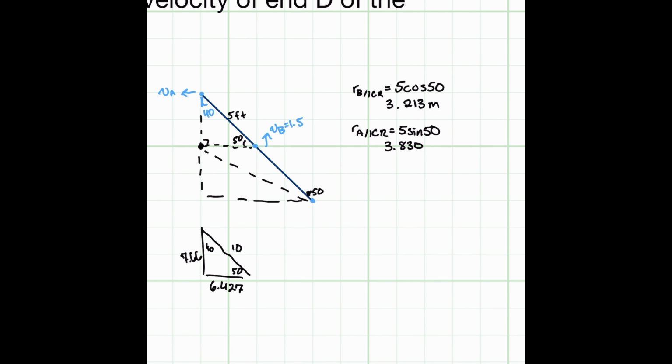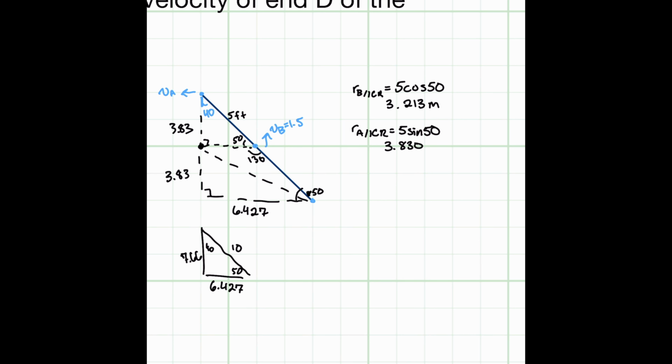And we know that bottom angle because we know the other angle. So because of that, we get 6.427, which we will use when we use the Pythagorean theorem to solve for that hypotenuse. And 7.66 minus that RA is just 3.83. We don't need that angle. Don't know why I put it. I think I forgot that I can just use the Pythagorean theorem at this point.